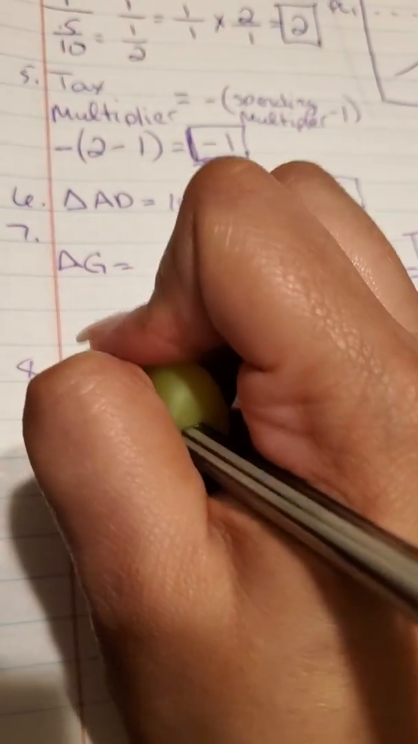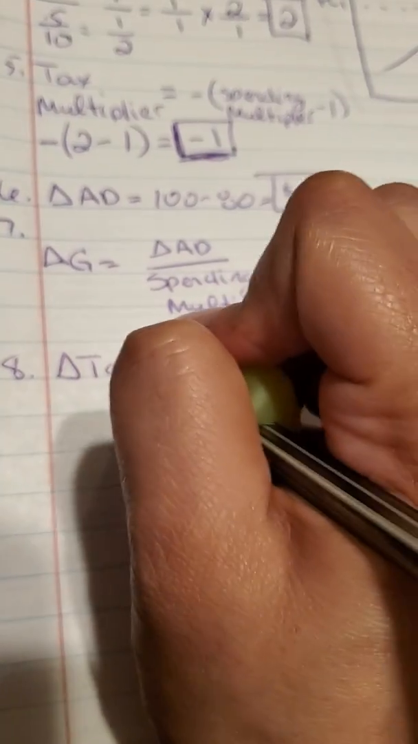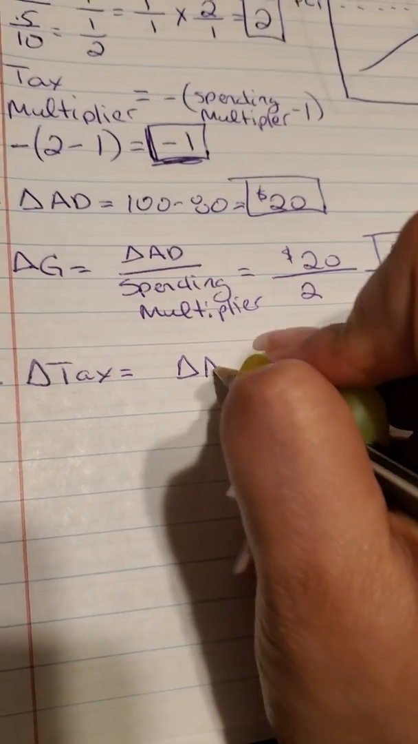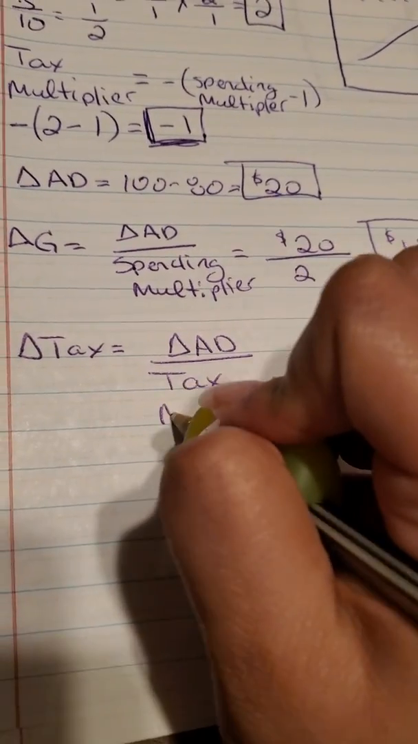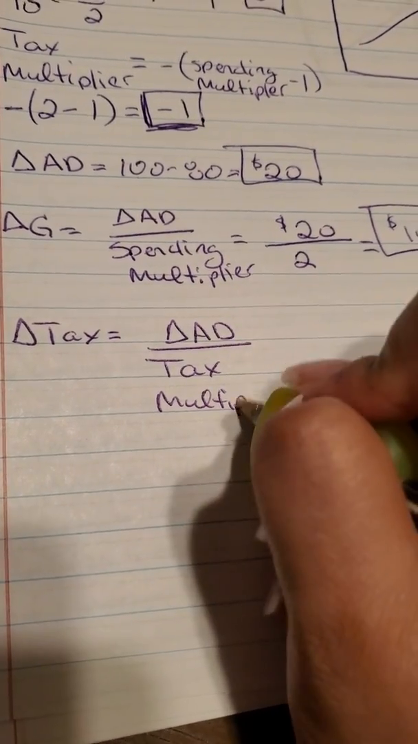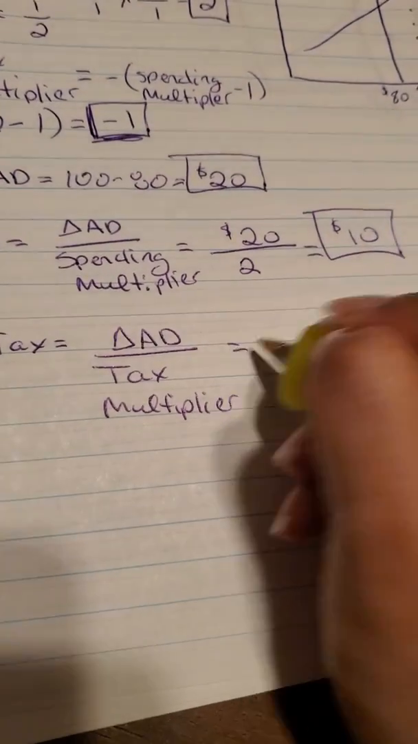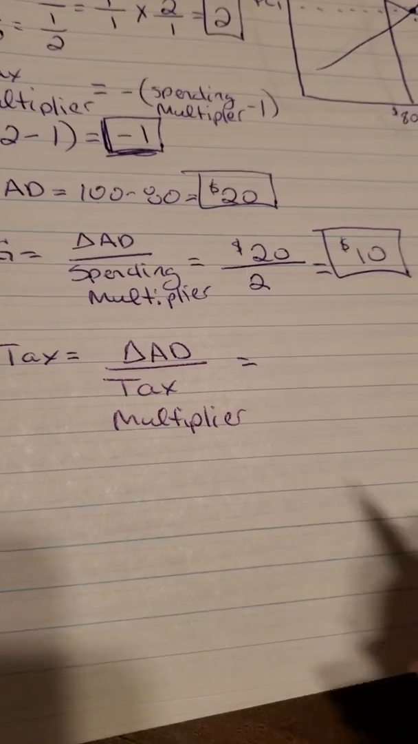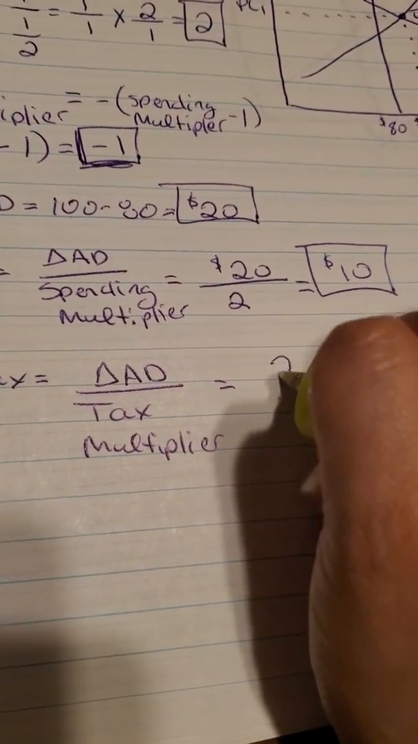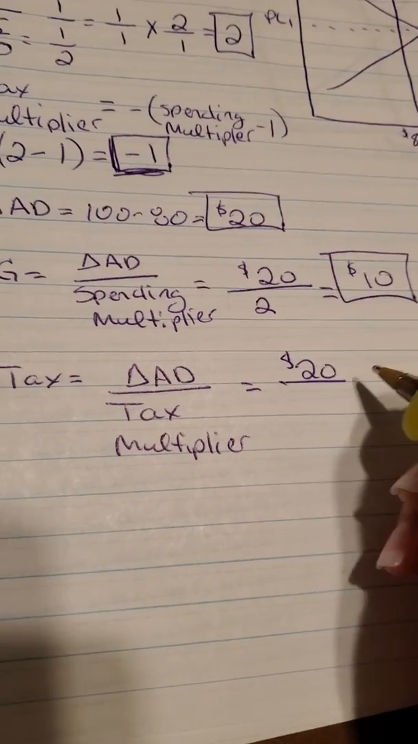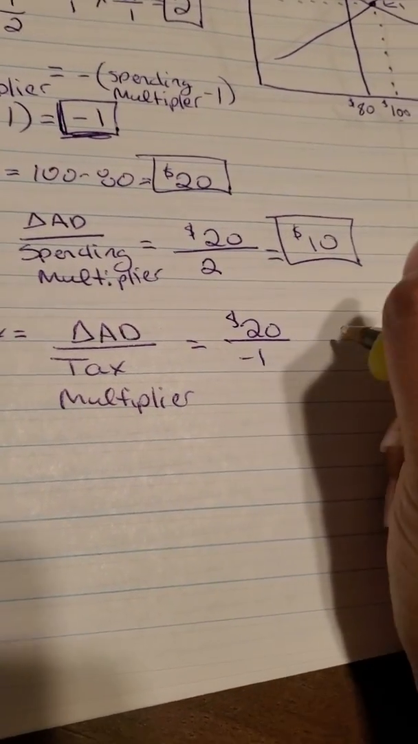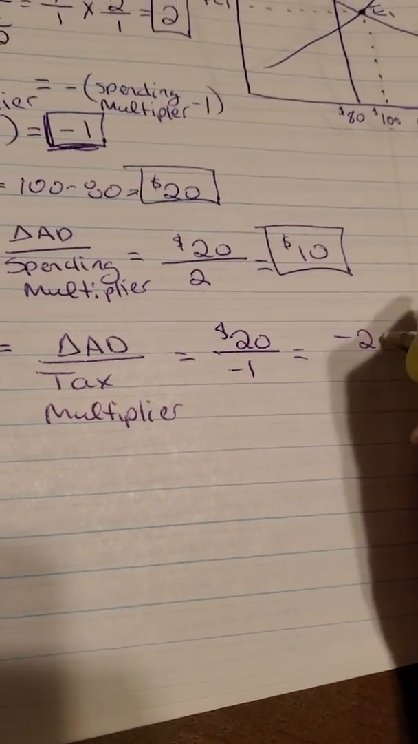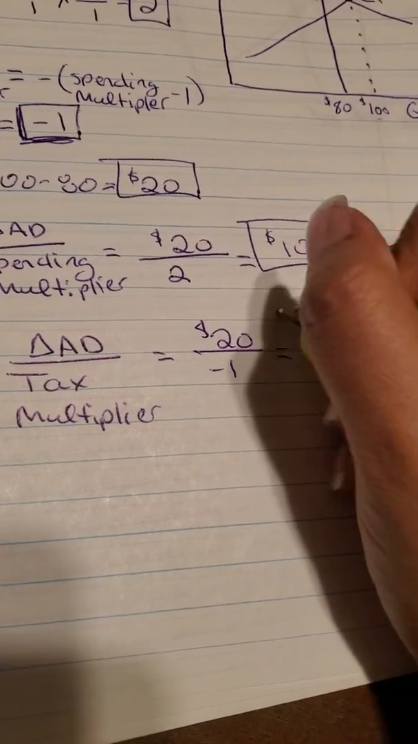Step 8, the change in taxes that we need. So that one is change in aggregate demand over the tax multiplier. So change in aggregate demand that we need, again, is $20. Our tax multiplier, we said, is negative 1. So 20 divided by negative 1 is just negative 20. And there you go.